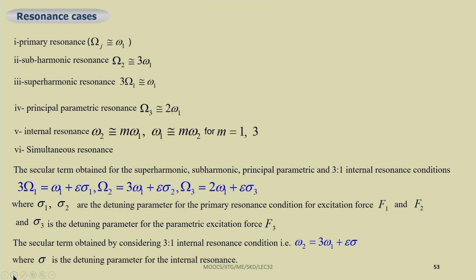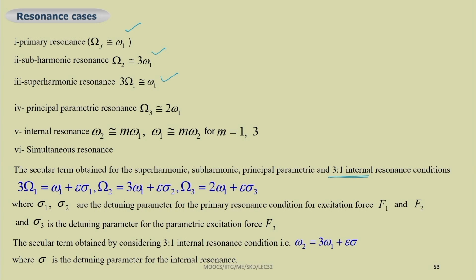One can do further analysis. There are several other analyses one can do. For example, omega j equal to omega 1, this is the primary resonance condition one can take. Then subharmonic omega 2 equal to 3 omega 1, superharmonic 3 omega 1 equal to omega 1 can be taken, and then the principal parametric resonance condition omega 3 equal to 2 omega 1, and internal resonance conditions omega 2 equal to m omega 1, omega 1 equal to m omega 2. Many different conditions can be taken. One can take these 3:1 internal resonance conditions also.